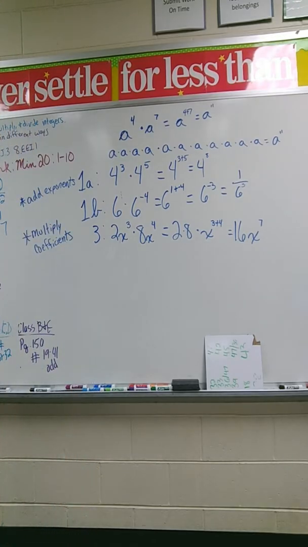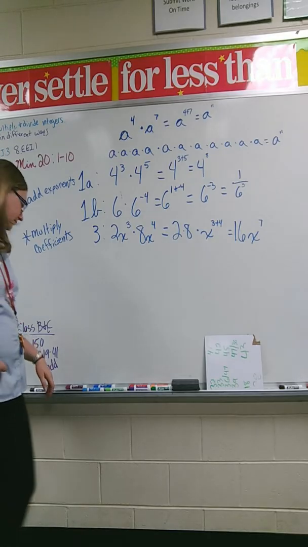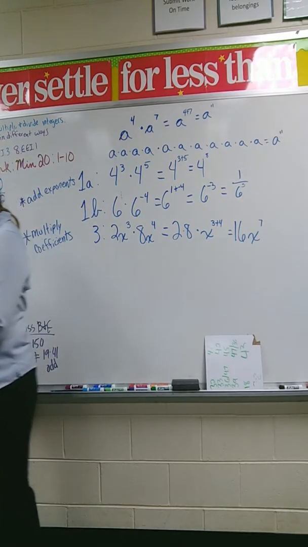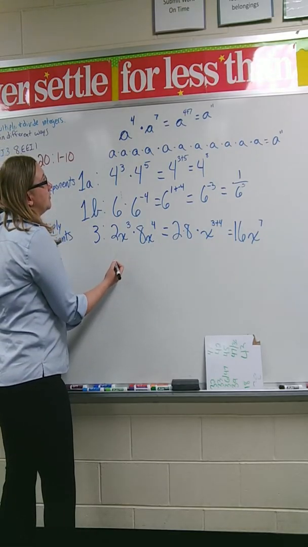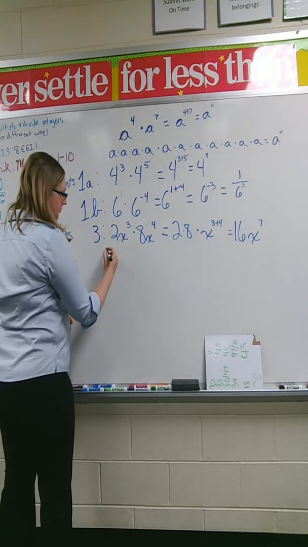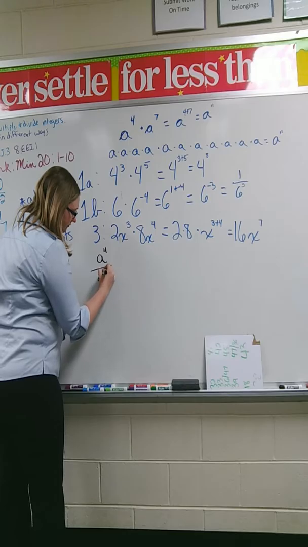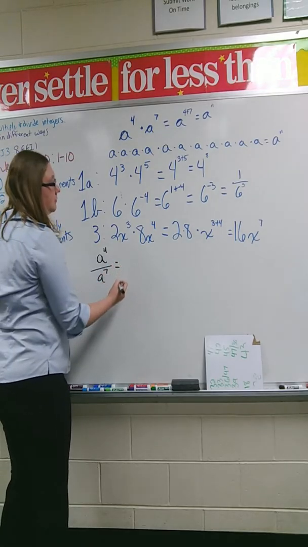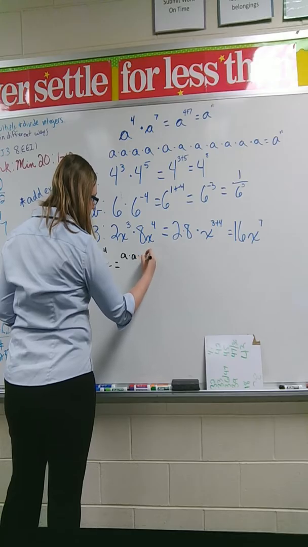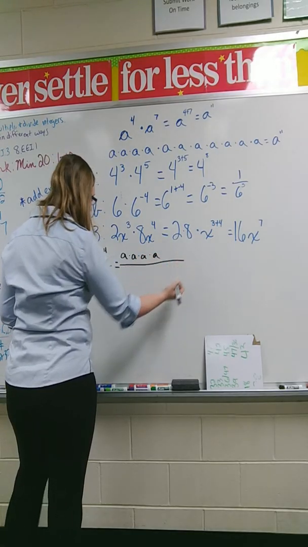What do you think the quotient of powers property would tell us to do? Subtract. All right? I'm going to change colors on us. Let's say that I had a to the fourth divided by a to the seventh, and I'm going to write it in the form of a fraction. A to the fourth means what? We're going to divide it by a to the seventh.